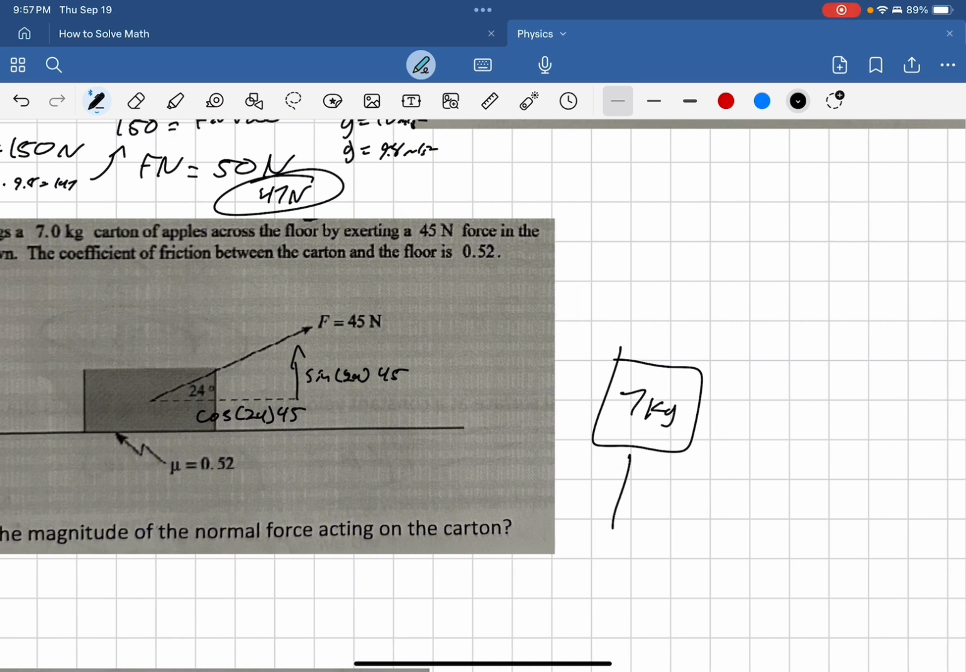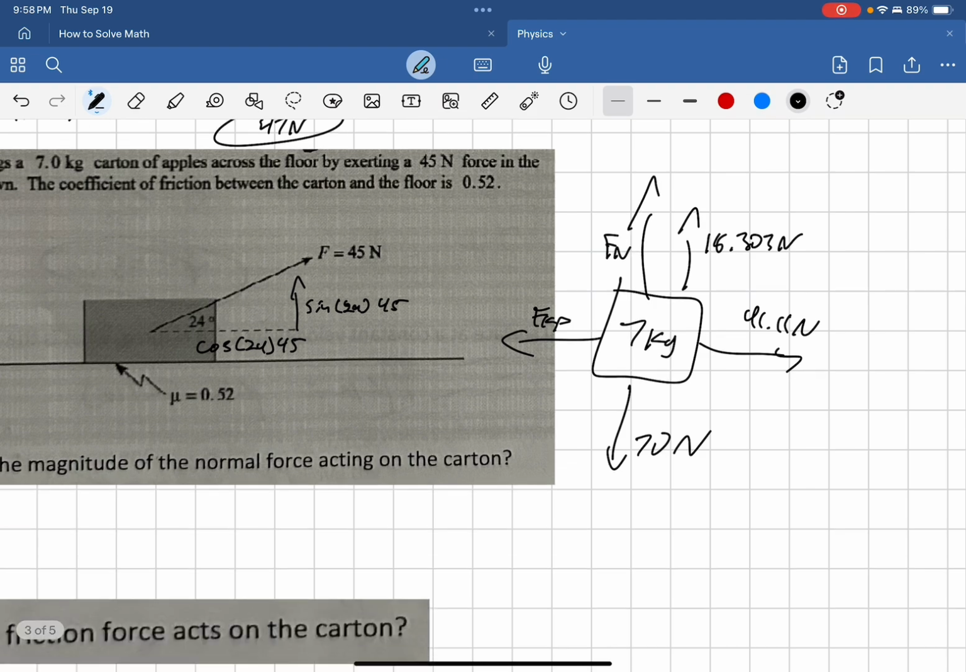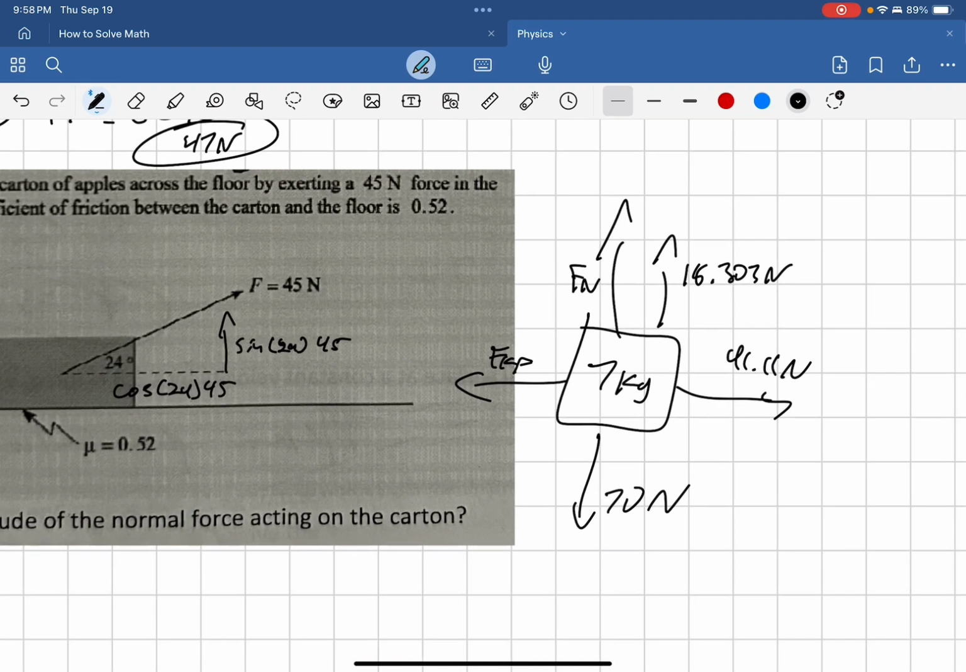7 kg, 70 newtons. Cos 24 of 45 was around 41.11 newtons, and then this would be around 18.303 newtons for sine of 24 times 45, and then this would be your friction, F K of F, and you still have a normal force right here, F of N. I apologize if that looks really horrible, I'm just speeding through it.